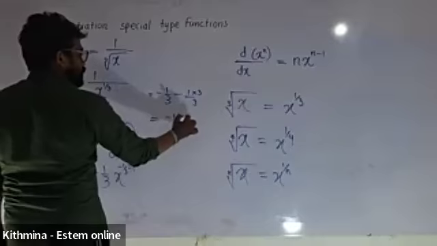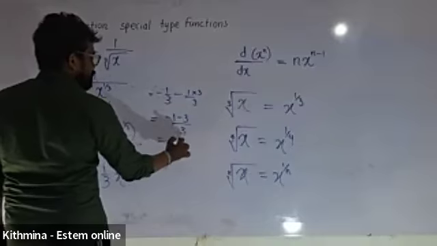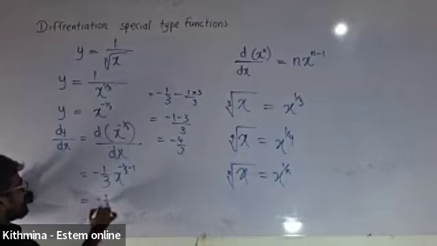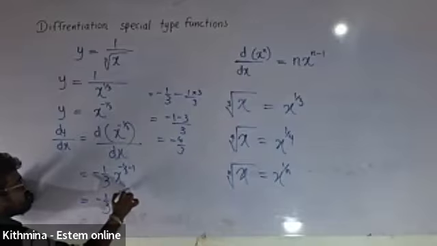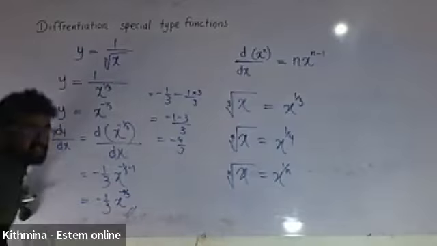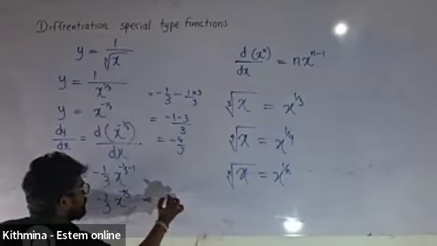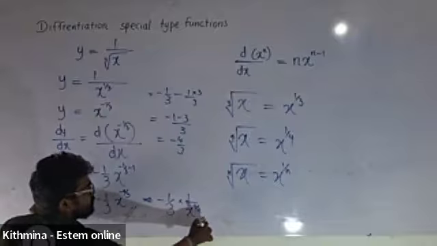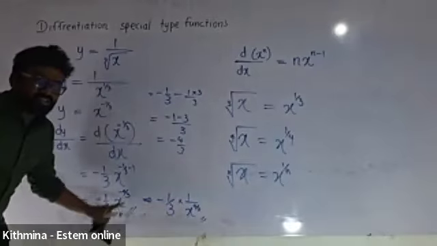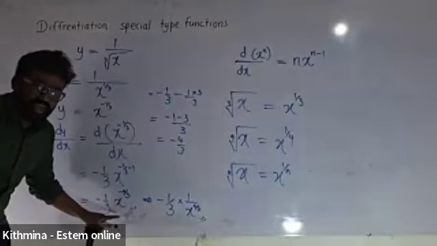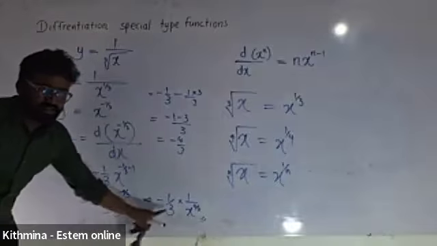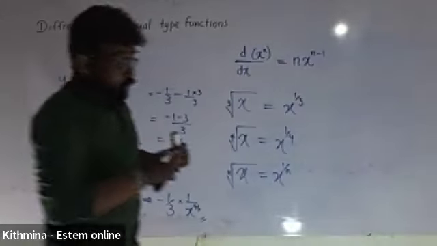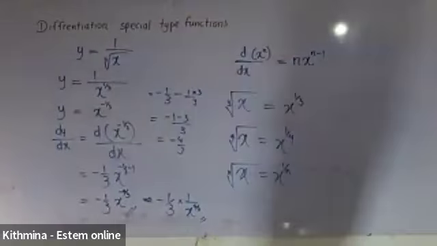Then this minus 1 minus 3, minus 3, and minus 4 over 3. The final answer is minus 1 over 3 x to the power minus 4 over 3. That's the final answer. And if you like, you can get this to the denominator. No issue of that. This is also suitable as a final answer. No worries. Please finish these things.